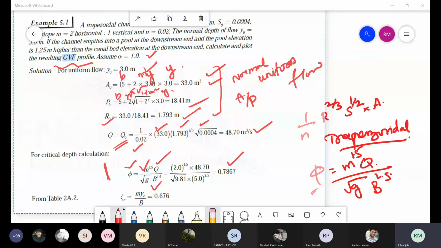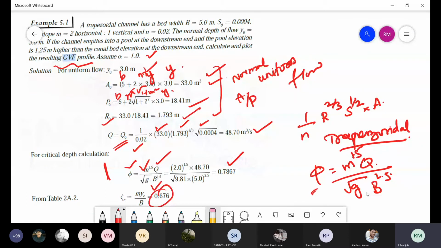So you can see here the value of phi is 0.7867 and the value of psi is 0.676. So from the table you are taking the value of psi, and then you can find out the critical depth from this. From this value you can find out what is my yc. So yc comes around 1.69 meters.